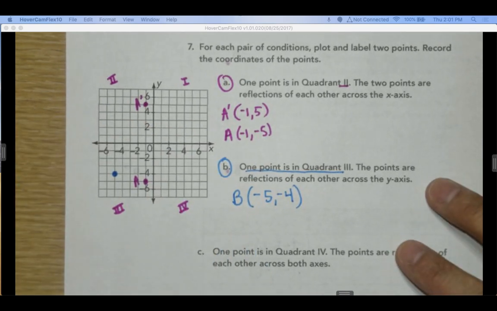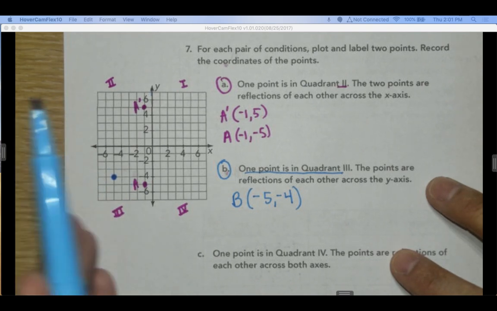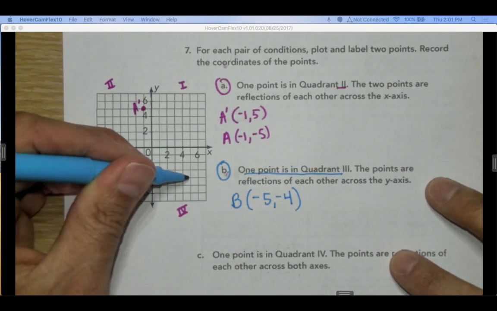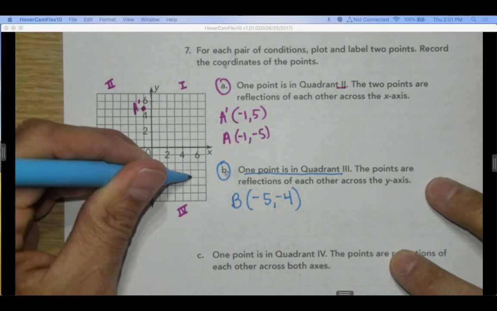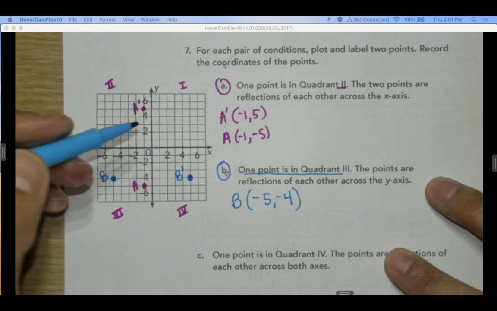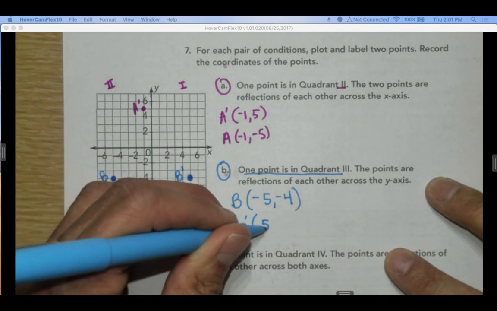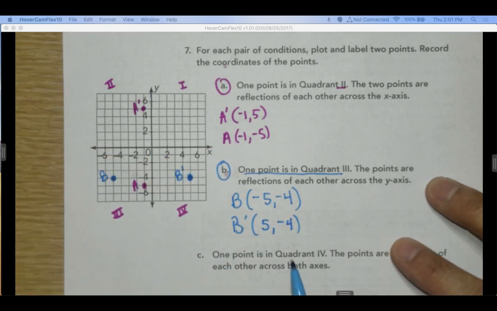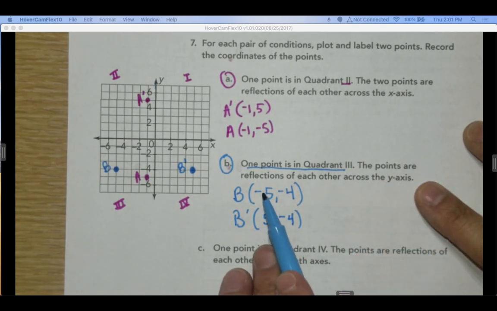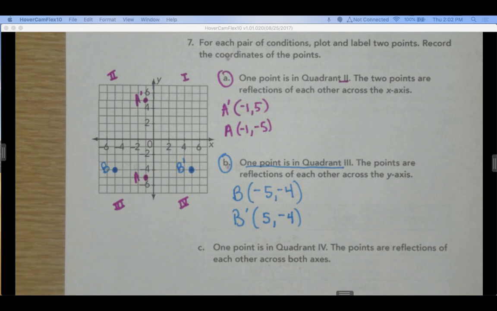Now they want you to make it so the points are reflections of each other across the y-axis. Well, here's the y-axis right here. And so I'm flipping it over the y-axis, and then it would be over here on this side, right here. And so if this was B, then I'm going to make this one be B prime, and B prime would be +5, but it's still -4. So when I flip it over the y-axis, the x-coordinate changes its sign.